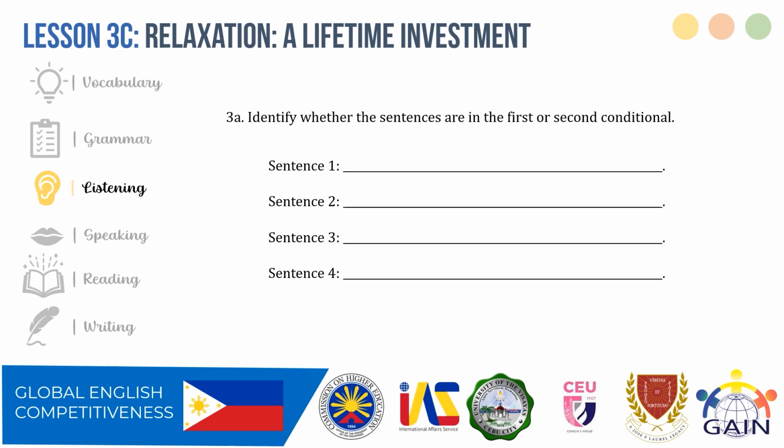In sentence 4, if he had read the book beforehand, he would have understood the movie adaptation better. Again, if he had read the book beforehand, he would have understood the movie adaptation better. Here are the correct answers.